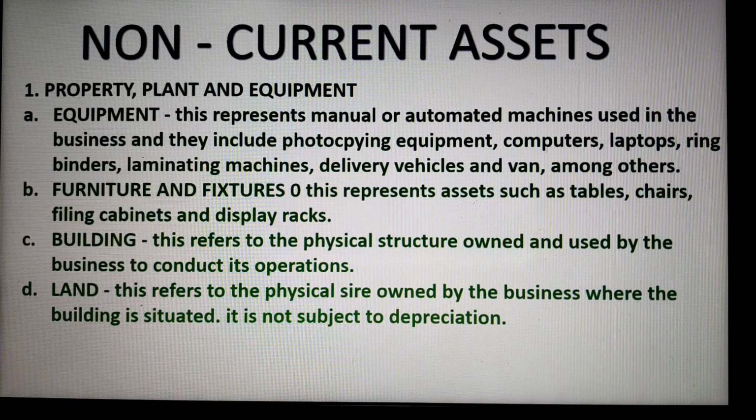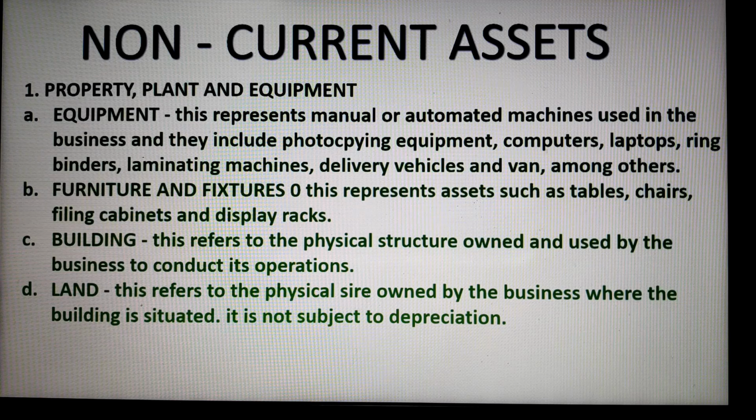So first is equipment. This represents manual or automated machines used in the business, and they include photocopying equipment, computers, laptops, ring binders, laminating machines, and among others. So if the problem says the company had purchased a computer in the amount of 100,000, when you record that transaction, the account title you will use is equipment.